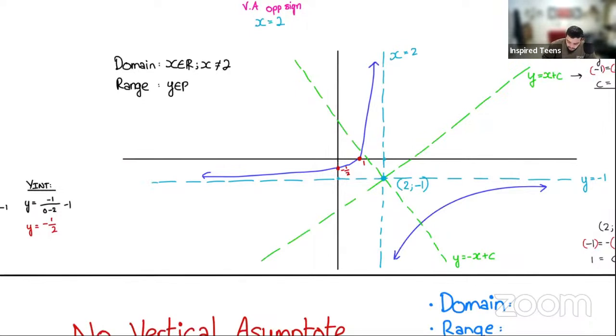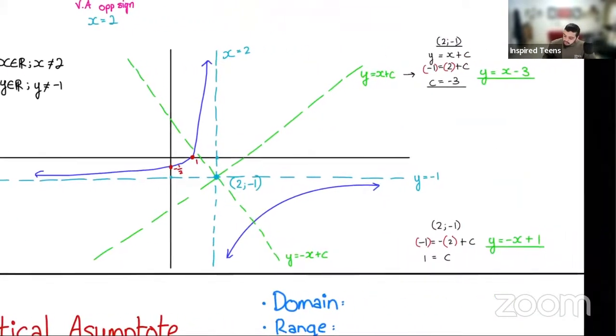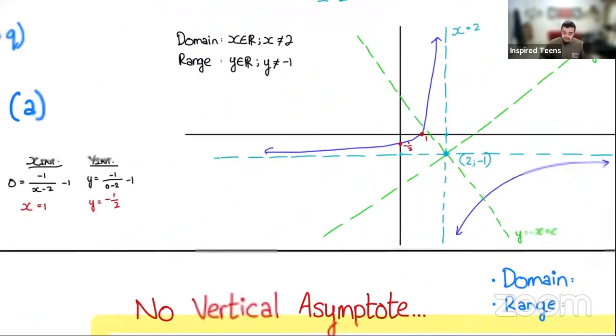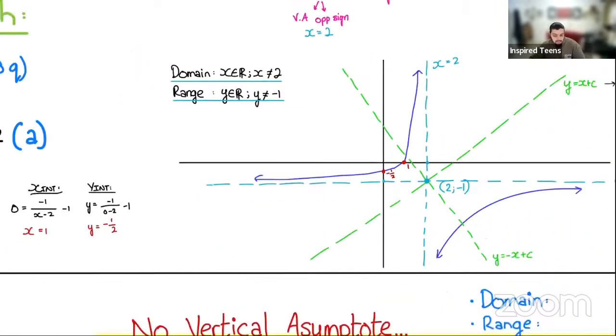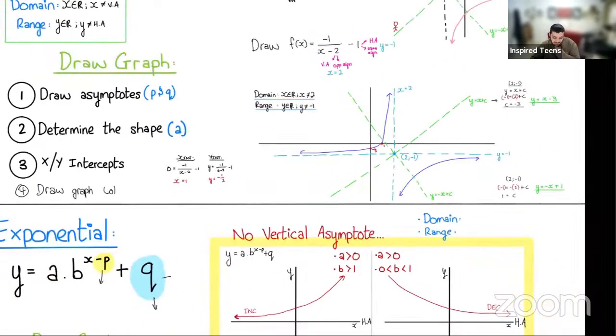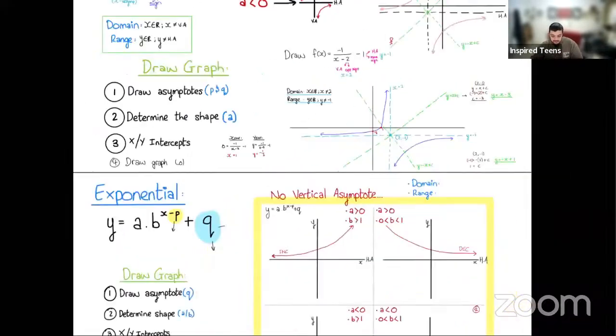y is an element of real numbers. However, y is not equal to, I'm not going to write HA for horizontal asymptote. I have to actually write what the value of it is, and in this case, it's negative 1. So y is not equal to negative 1. It's equal to all the y values, but not negative 1. And that is domain and range for a hyperbola with an example done. So it's much easier than parabola. You can just memorize those.